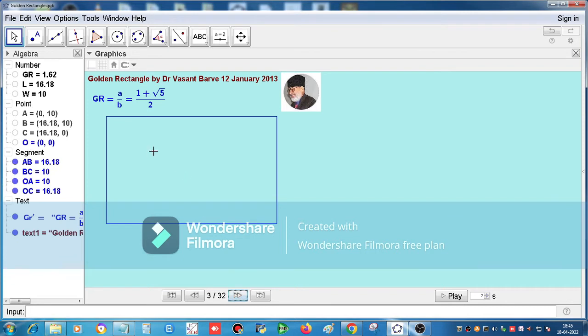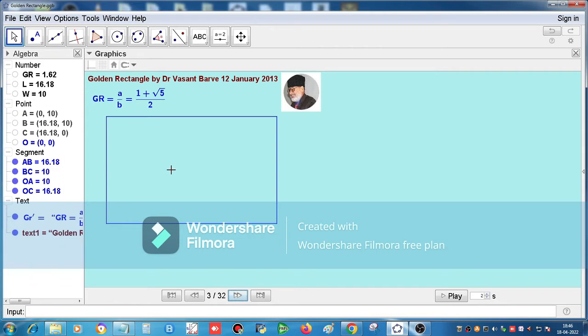So, this is the golden rectangle I have constructed. When I take one side as 2 and the other side as 1 plus root 5, this is about 1.62. So, 1 to 1.62 is the ratio. If you take this as 1, then this is (1 plus root 5) by 2.